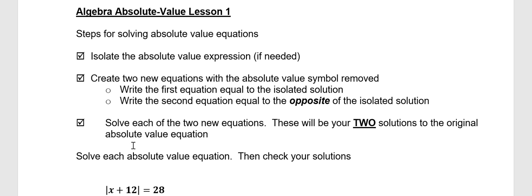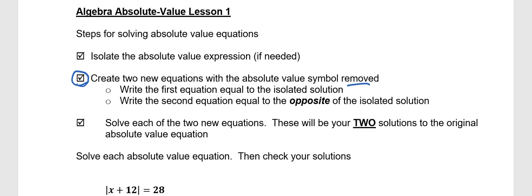So in today's notes, we're not going to worry about this first step of isolating. Okay, so there is going to be no isolating to do. We'll move on to that in our discussion in the next day or two. But what we will need to do is this step right here, where we're going to have to create two new equations where the absolute value bars are removed. Okay, so the absolute value symbols are removed.